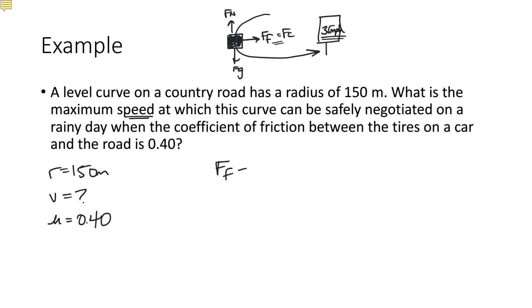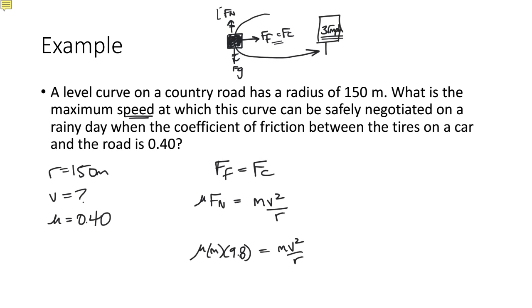So we can say force friction is our centripetal force. You might notice that we don't have either the force of friction or the centripetal force, which means we're going to have to go one step farther and break this down into force friction, mu times force normal, and set that equal to force centripetal, mass times velocity squared over r. But even at this stage, you might say, hey, we don't know our force normal. But we do know that our force of gravity is equal to our force normal. So mu times our force of gravity, mass times 9.8, equals mv squared over r.